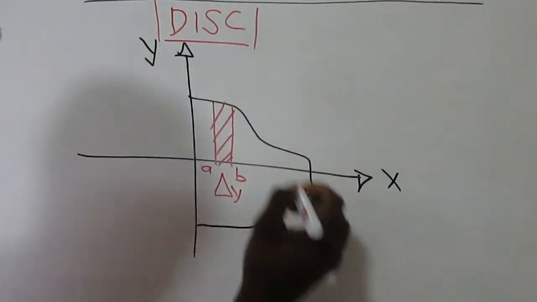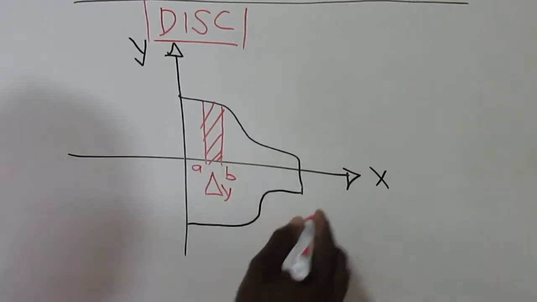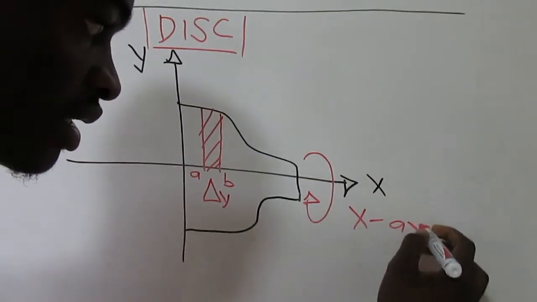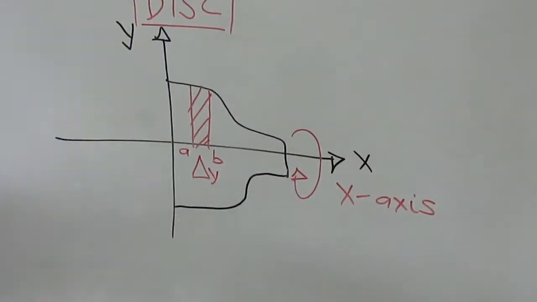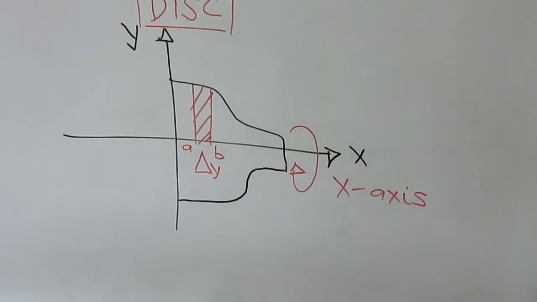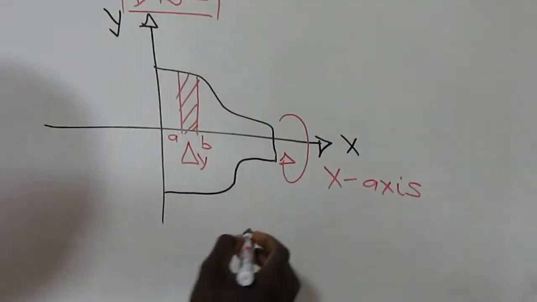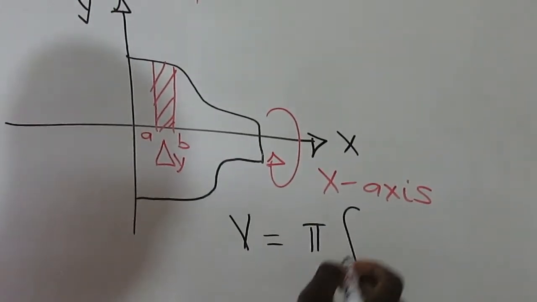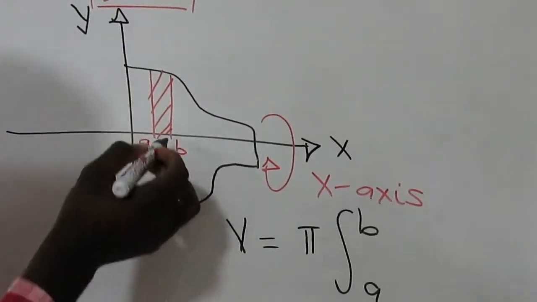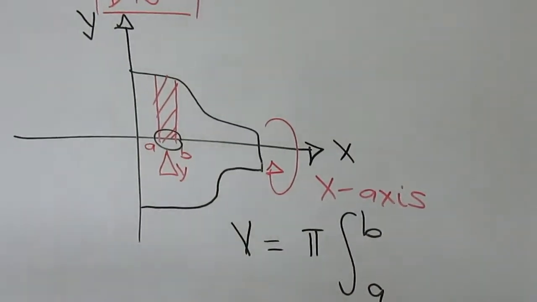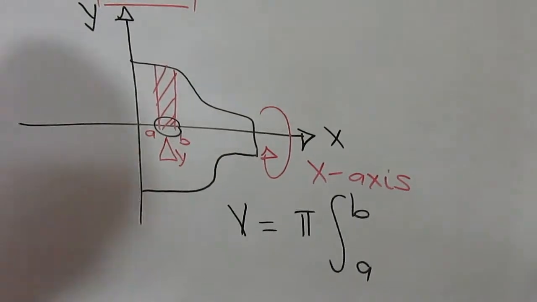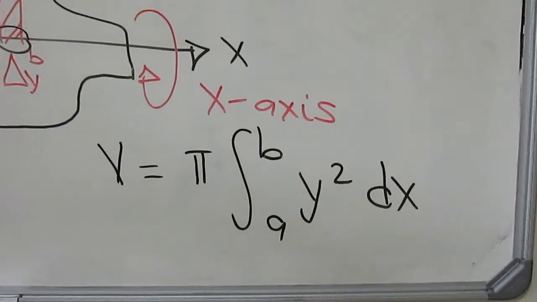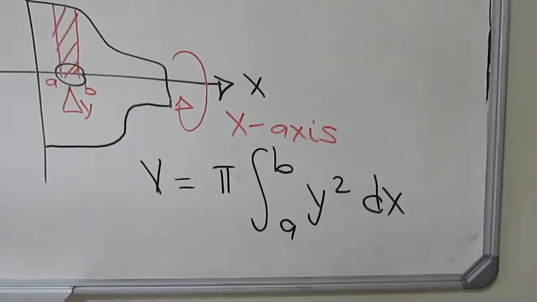For this case, this body we consider to be rotating in the x axis. So how do we calculate when our body is doing a revolution in the x axis? The volume of this body is going to be pi times the integration between a and b, the limits that we choose, of that function, y squared dx. That will be our revolution of that body.